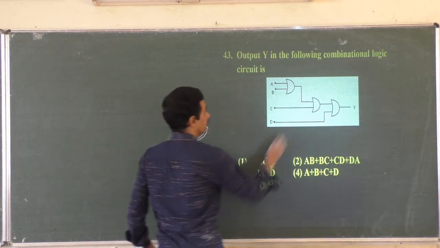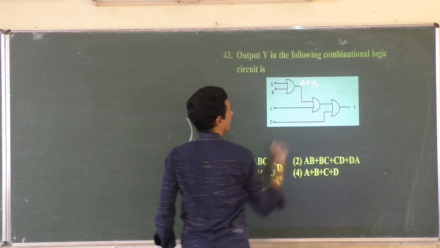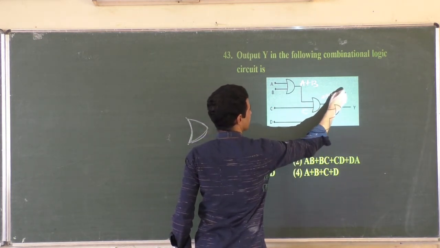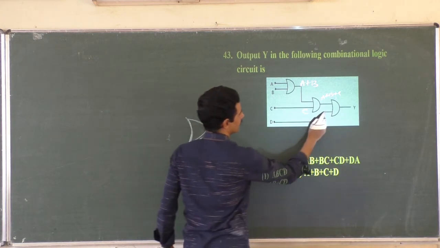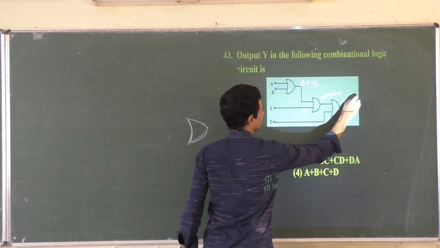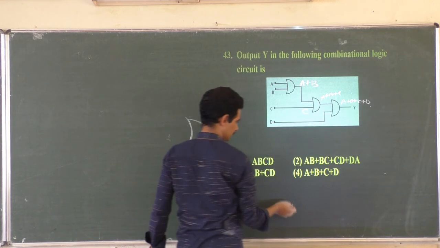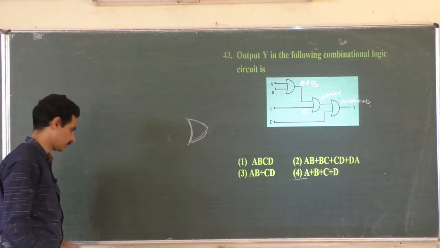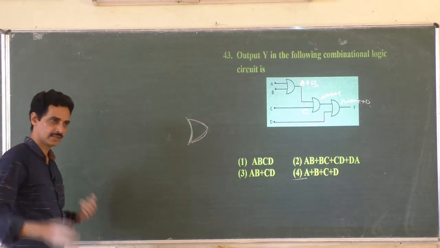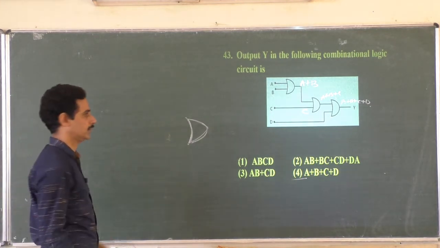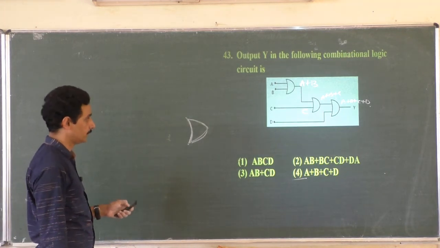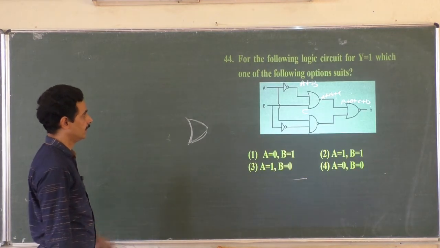I'll write it here only. A plus B, and that is added to C. A plus B plus C here. And it is added to D. A plus B plus C plus D. That's all. Option 4, right? OR gates one by one, take the outputs and take another fresh input, keep on ORing, and that is A plus B plus C plus D.